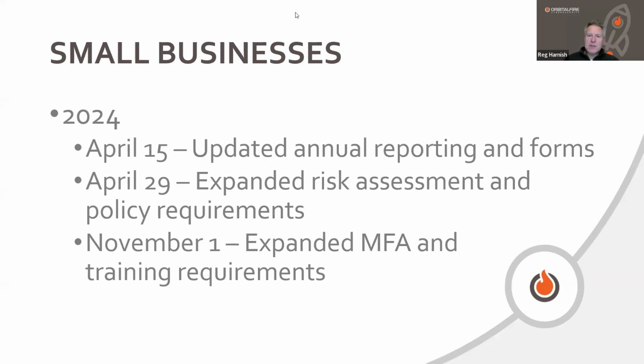So obviously the April 15th deadline for reporting, that stays. There are 2 forms now that you need to consider. You're going to file one of those along with your regular registration and updating. On April 29th, excuse me, so 2 weeks after your annual reporting, expanded risk assessment and policies. So this means starting on April 29th, you now need to conduct annual risk assessments. So if you're not currently doing a risk assessment against the DFS requirements or another standard, you're going to have to add that, as well as annual policy review.